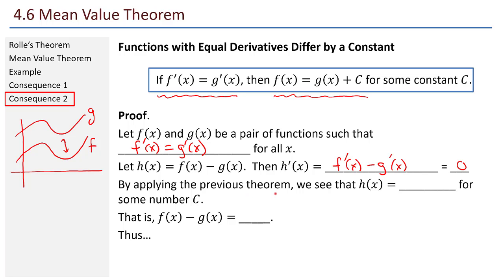By applying the previous theorem, that is, by applying consequence 1, we see that h of x equals c for some number c. That is, f of x minus g of x equals c. In other words, f of x equals g of x plus c.